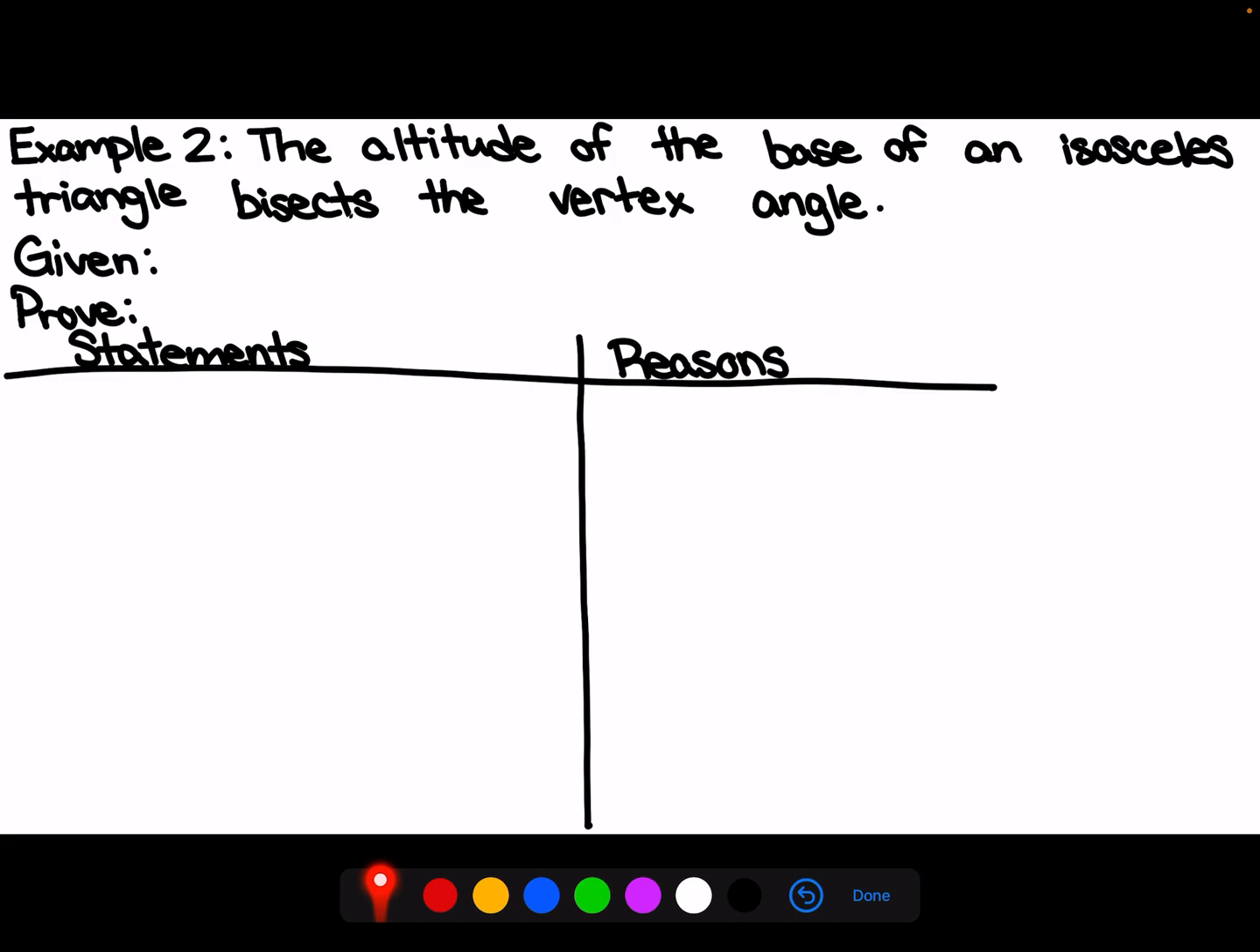If you get stuck, it's fine to unpause it, and then we can try it as well. So example 2: the altitude of the base of an isosceles triangle bisects the vertex angle. This one isn't a conditional statement. We need to piece together what we have.